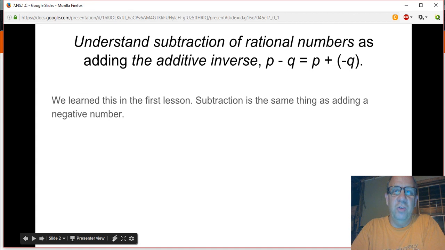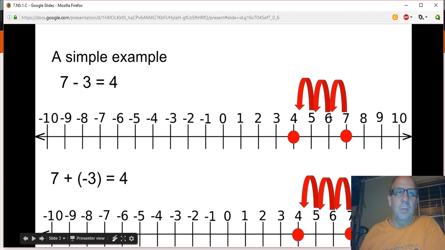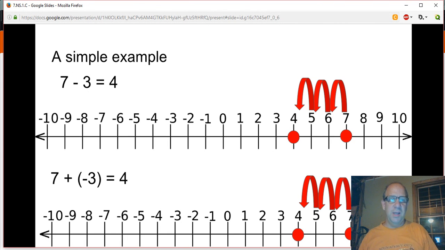Understand subtraction of rational numbers as adding the additive inverse, p minus q equals p plus a negative q. We learned this in the first lesson. Subtraction is the same thing as adding a negative number. Subtraction is adding a negative. A simple example, 7 minus 3 equals 4. 7 to the left 3 spots gives you 4. 7 plus a negative 3 equals 4 would be starting at 7 and going negative 3 hops, 1, 2, 3, to 4. So maybe a little different verbiage if you want to, but at the end of the day, the same thing.